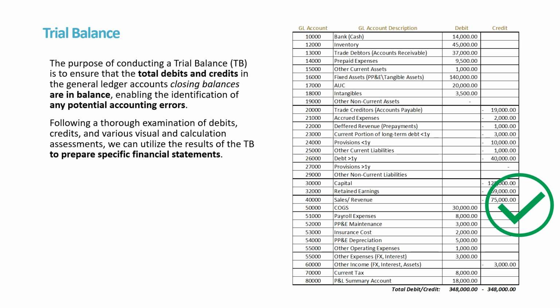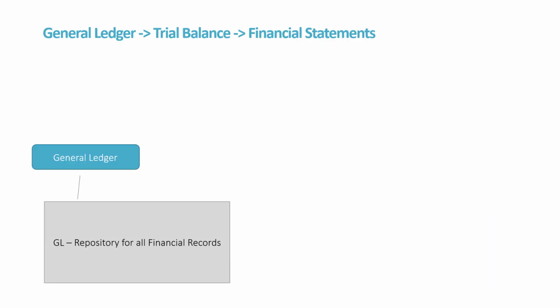In summary, the trial balance is more than just a balancing act. It's a critical checkpoint in accounting. It ensures accuracy and integrity in financial records and serves as a foundation for preparing essential financial statements. Okay, so how does it happen? First, you need to take all journal entries from the general ledger.